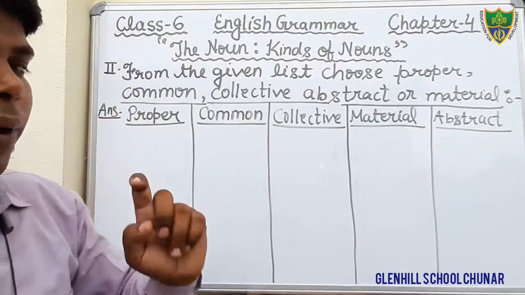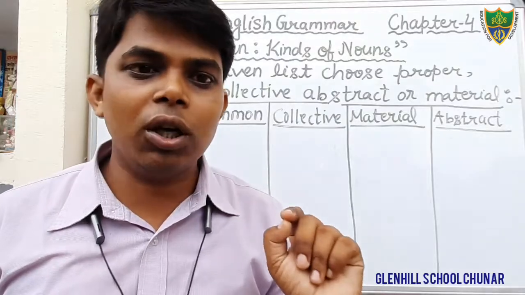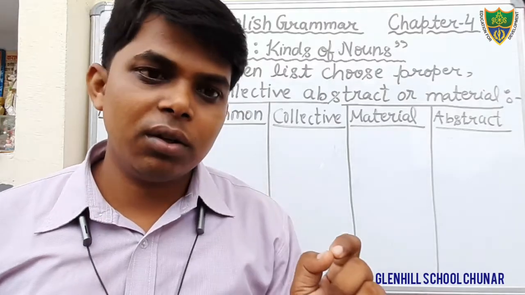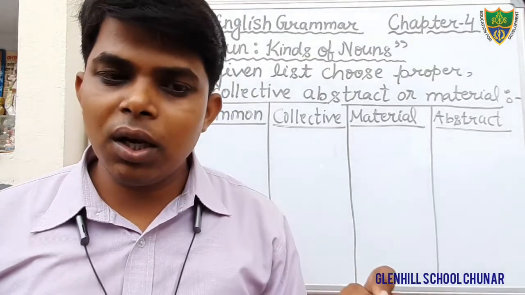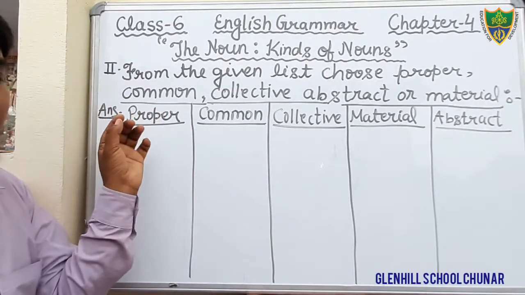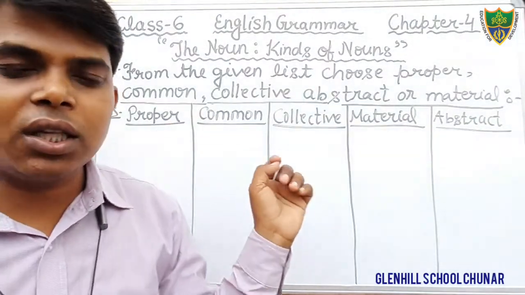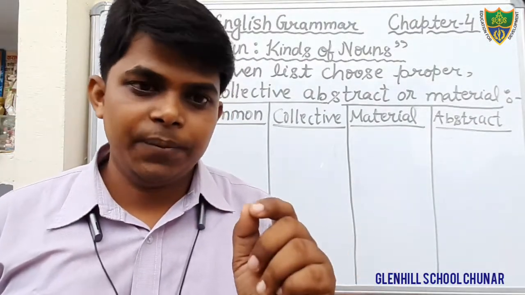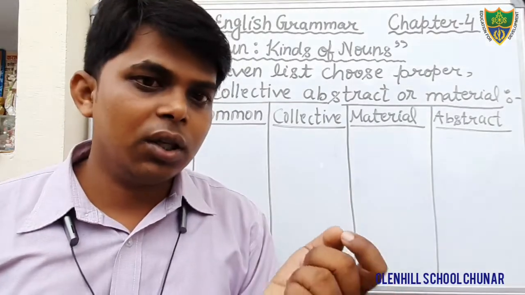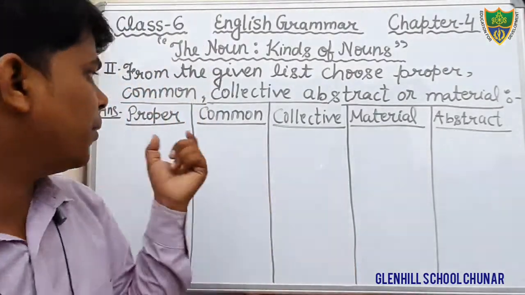Just here, what is proper noun? Dear students, I have told you proper noun is the name of a particular, particular means special, specific, name of a person, place, animal or thing. Okay, for example, we can say Rabindranath Tagore. Rabindranath Tagore is the name of a famous person, a particular person. Therefore, Rabindranath Tagore is a proper noun.